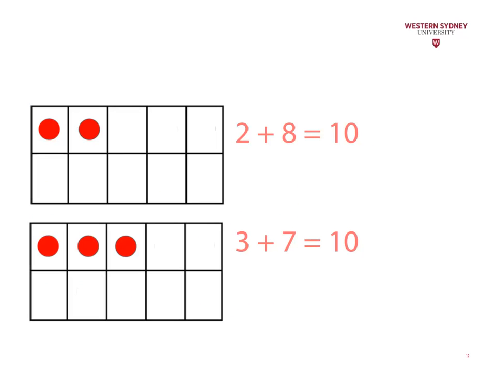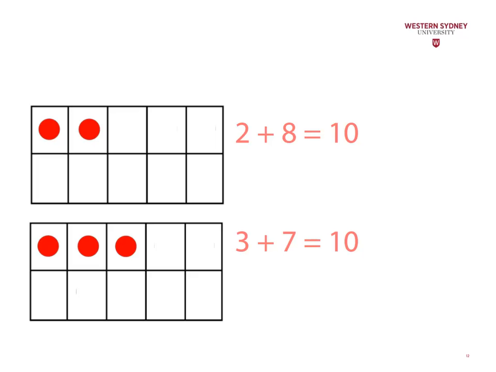My recording sheet might look something like this. So I have, for example, in the first 10 frame, I have 2 dots. I would then get the students to draw in another 8 after they've placed their counters into the empty spaces, and then I would get them to write the number sentence 2 plus 8 equals 10, for example.